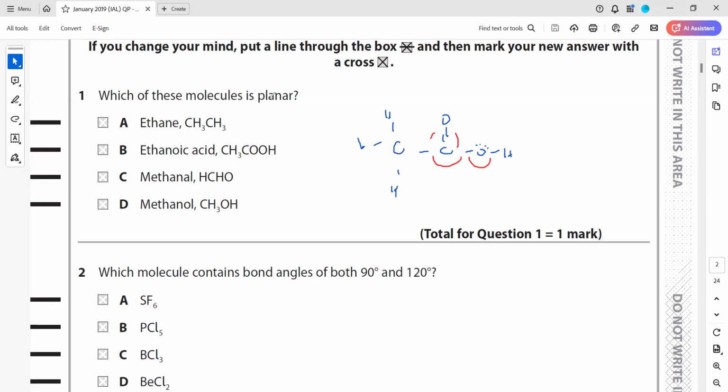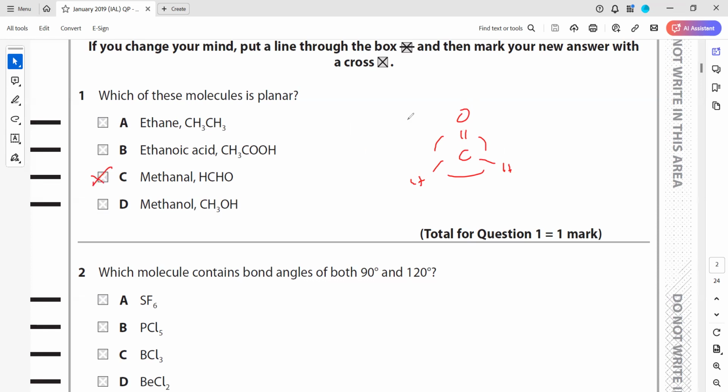But whenever we talk about methanal, which is C double bonded with O and H, and H, there are three bond pairs and no lone pair. When we consider a double bond in predicting the geometry, we consider it as a single bond. So it will be trigonal planar.